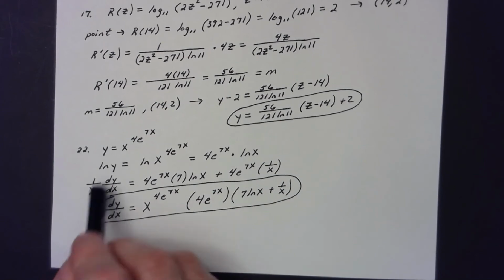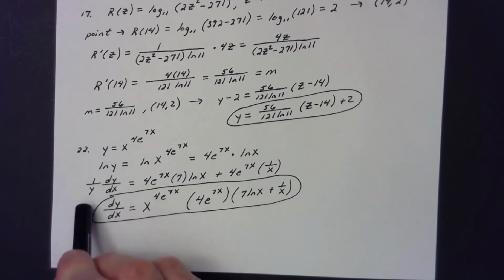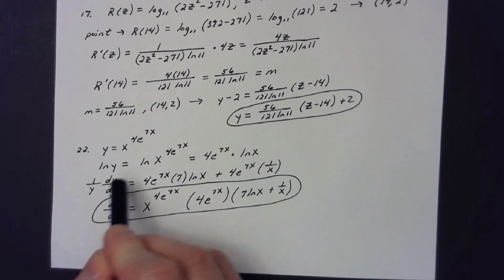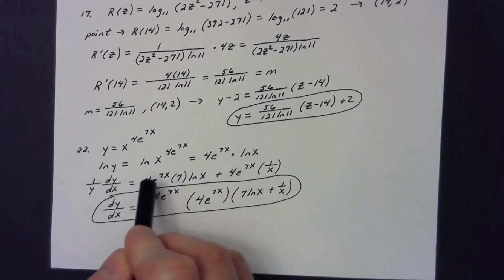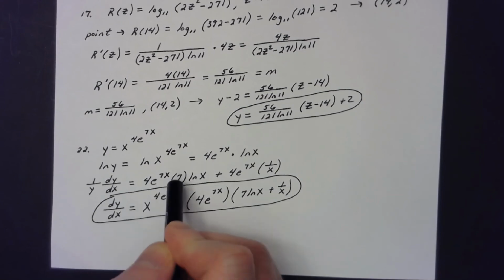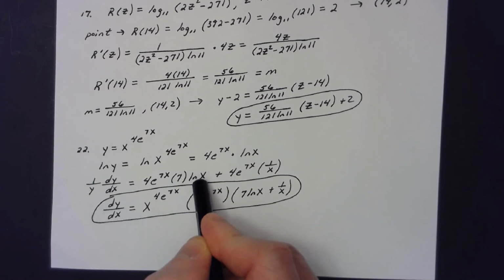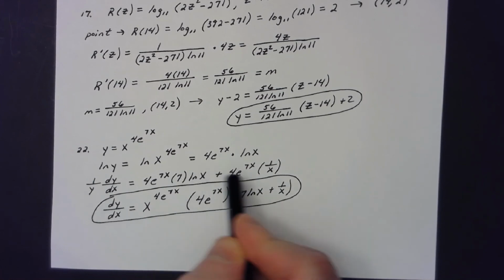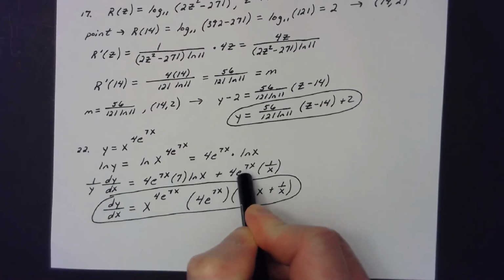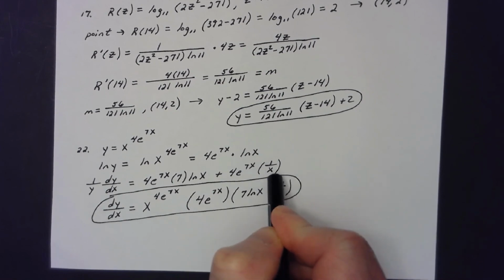On the left, I just said derivative of any logarithm is 1 over what's inside the logarithm times the derivative of what's inside the logarithm. On the right hand side, the derivative of the first term, derivative of any exponential function, is that exponential function times the derivative of its exponent, that's where the 7 came from, times the second function, plus the first function, 4e to the 7x, times the derivative of the natural log of x, which is 1 over x. And then there's really not a nice way to simplify this.